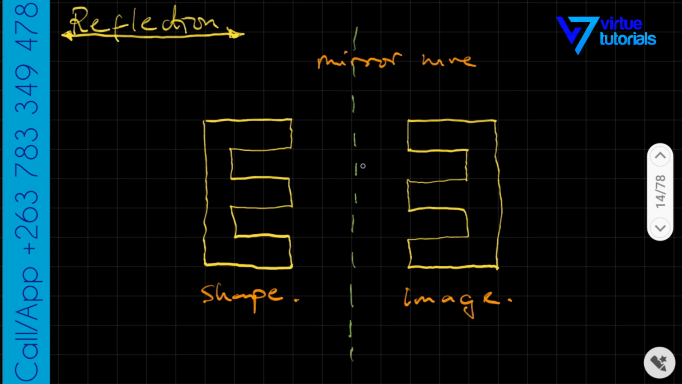Note that they are the same distance from the mirror line. This part here is 2 squares from the mirror line, and this part here is 2 squares from the mirror line. That part there is 4 squares from the mirror line, and that part there is 4 squares from the mirror line. So that goes right through. The shape and the image are the exact same distance from the mirror line, and they are facing each other across the mirror line.